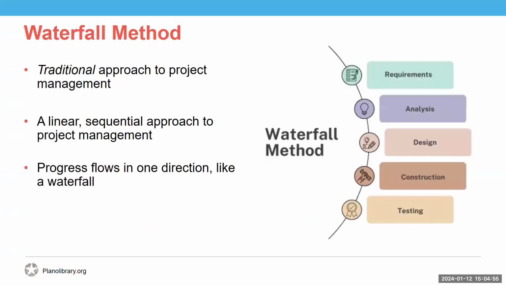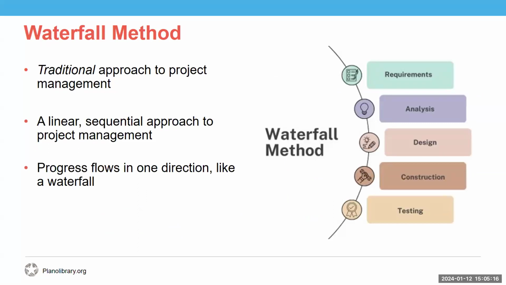On to our next method, waterfall. So the traditional approach to project management is also known as the waterfall method. It is a linear sequential approach to project management that requires each phase of a project to be completed before moving on to the next. So the progress will flow in one direction, like a waterfall.